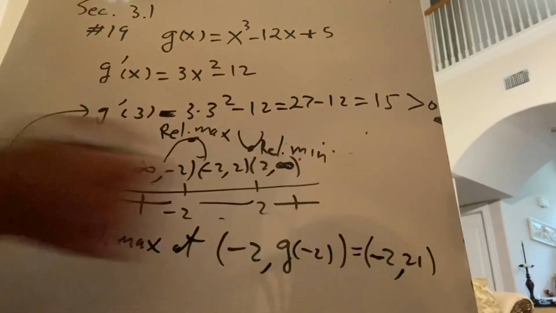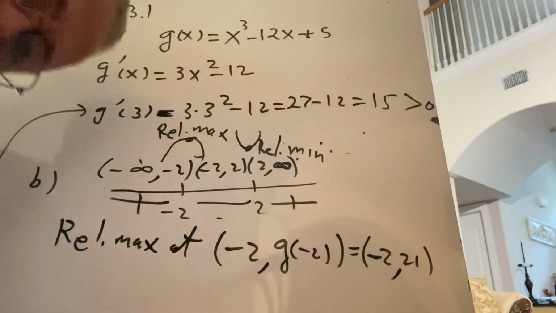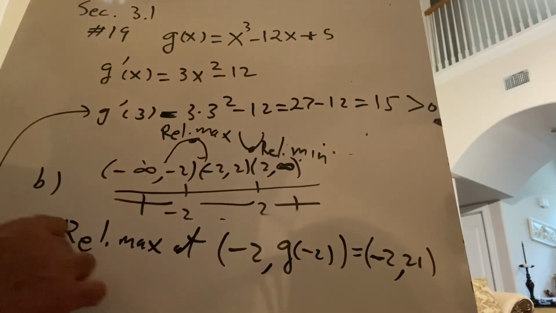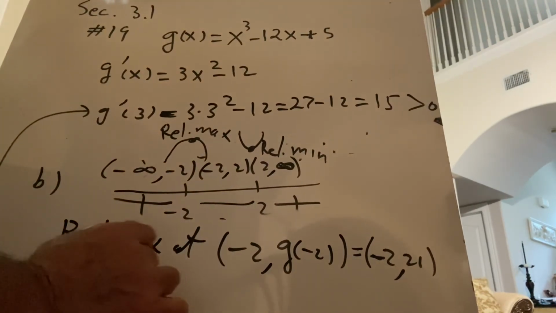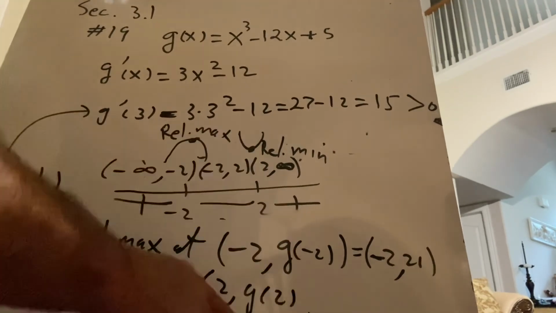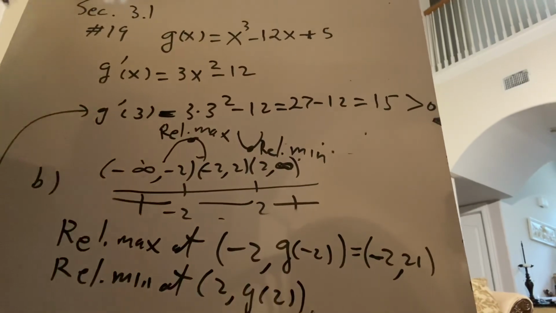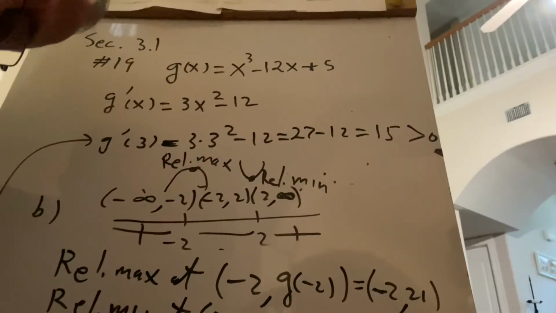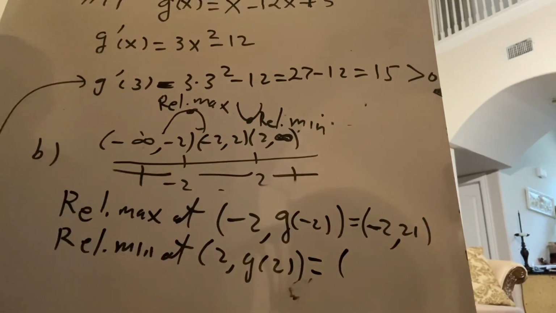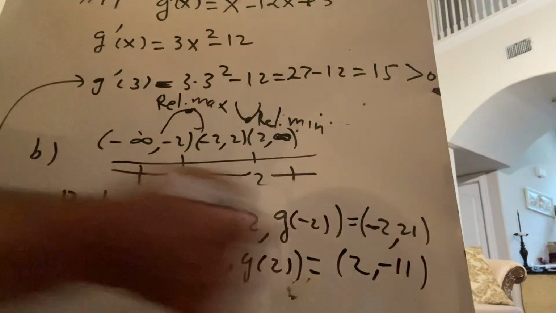So there's your point where you have the relative maximum. Now, of course, the relative minimum is going to be at 2 comma g of 2. This is where you go to the original function, not g prime, but g. So if you plug in 2 in place of x in your g function, you will end up with, I believe, because I plugged it in, negative 11. So 2 comma negative 11 will give you your relative minimum.